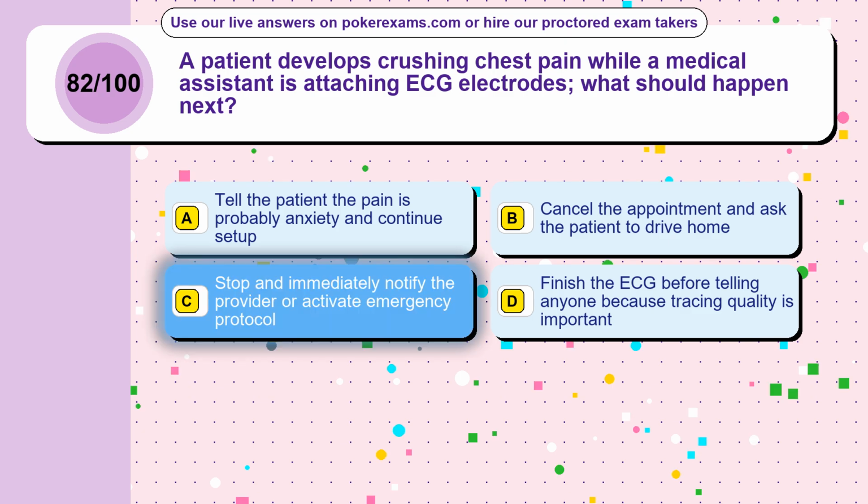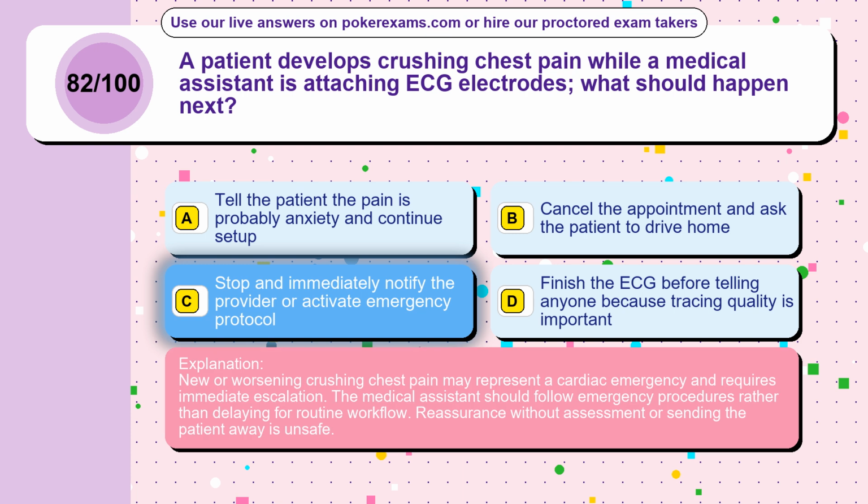The correct answer is option C. Stop and immediately notify the provider or activate emergency protocol. New or worsening crushing chest pain may represent a cardiac emergency and requires immediate escalation. The medical assistant should follow emergency procedures rather than delaying for routine workflow. Reassurance without assessment or sending the patient away is unsafe.